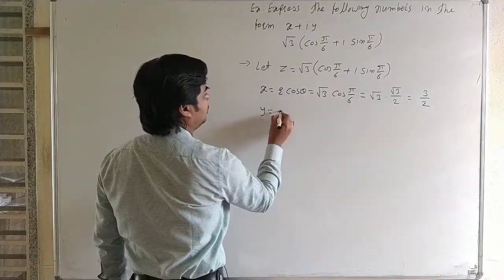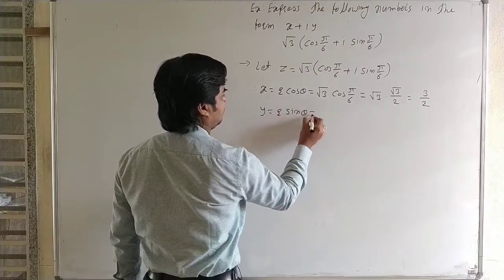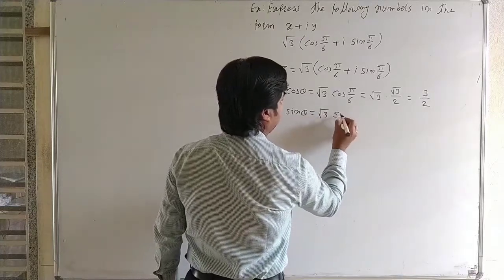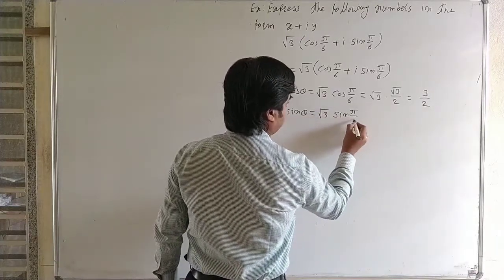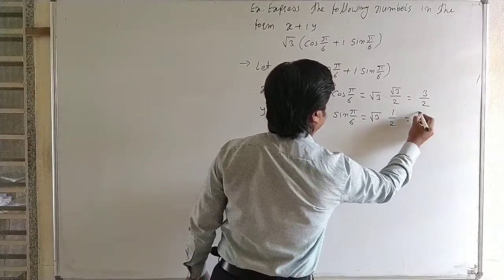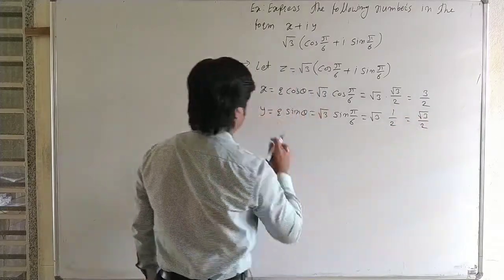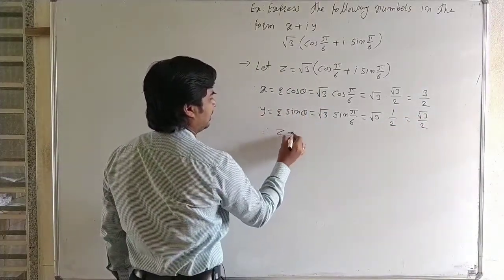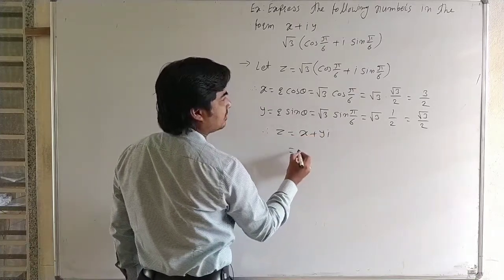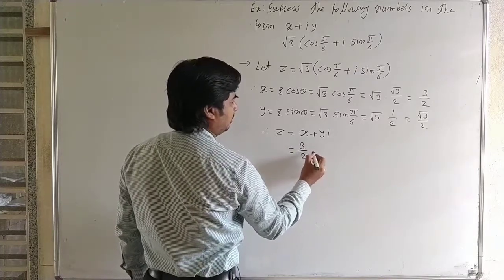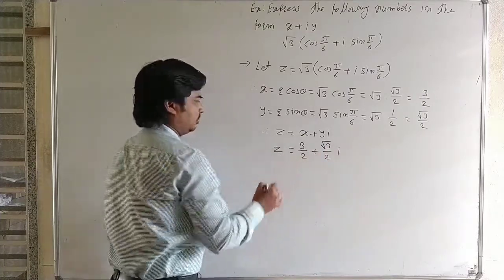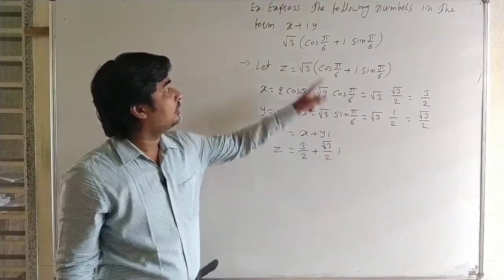And y is equal to r sin theta. Therefore, y is root 3 into sin pi by 6, which is root 3 into 1 by 2, and that is root 3 by 2. It is x and y. Therefore, z can be written in the form x plus iy, that is 3 by 2 plus root 3 by 2 i. It is the complex number.